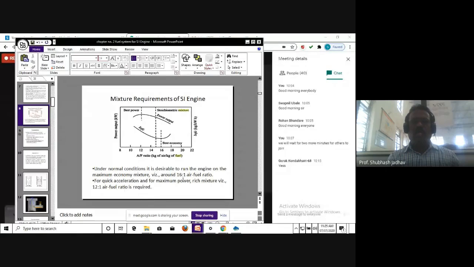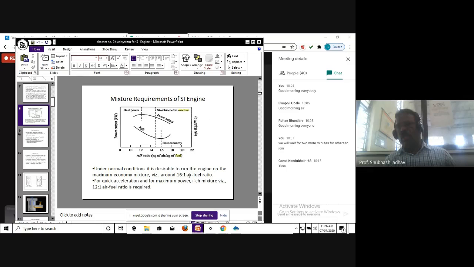Okay, and we say here around 16:1 air fuel ratio is required. So it is shown here. Air fuel ratio is shown on this axis, and the power output being produced by the engine is shown on this axis. So we are using 16:1 air fuel ratio.